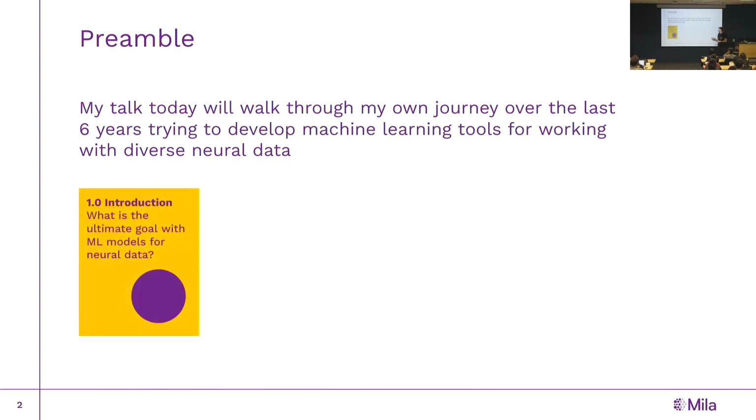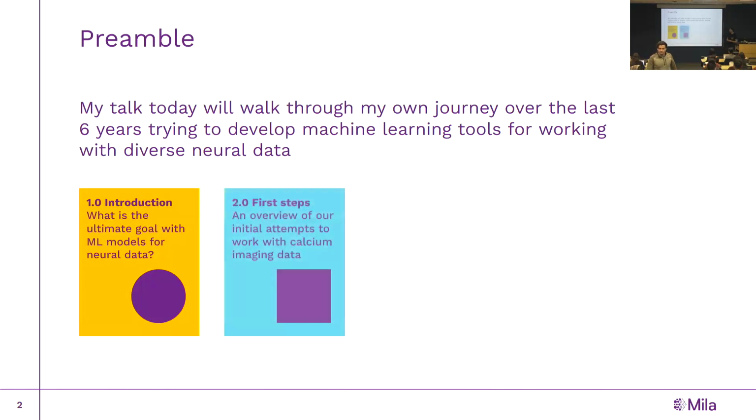I'm going to start out with what I view as the ultimate goal with ML models for neural data. And I'll try to leave some time at the end of the talk because I really do want to open up a can of worms philosophically with some questions here, because I think there's some critical questions for us as a community to attend to. Then I'm going to talk about some of the first steps that we engaged in our lab to work specifically with calcium imaging data, which was a personal pet project of mine, because I had done some calcium imaging work in my Ph.D. and found the way that we analyzed it to be immensely frustrating.